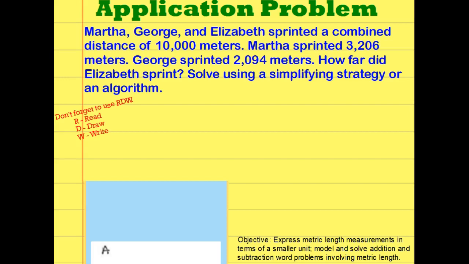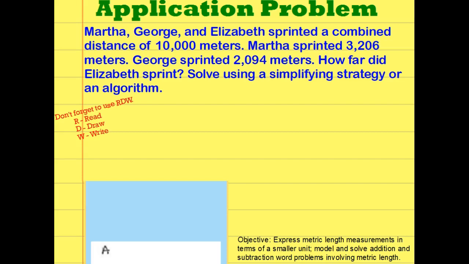Alright, here's the application problem. Martha, George, and Elizabeth sprinted a combined distance of 10,000 meters. Martha sprinted 3,206 meters. George sprinted 2,094 meters. How far did Elizabeth sprint? Solve using a simplifying strategy or an algorithm.